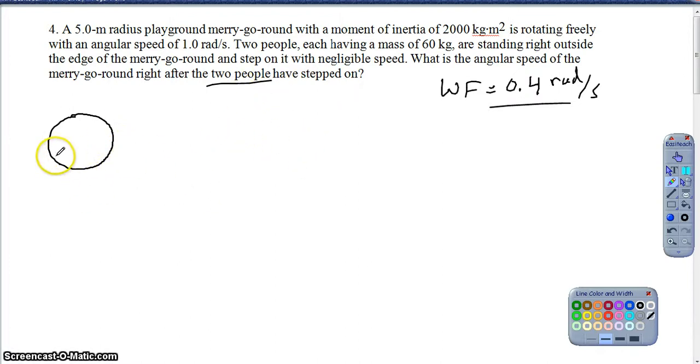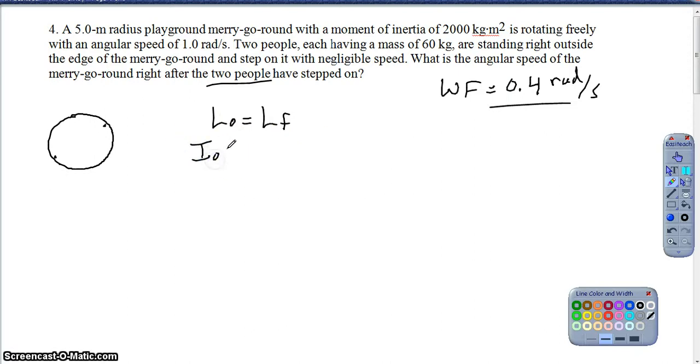So again, because they're stepping onto the edge here without any significant torque, there's not going to be any type of change in the angular momentum of the system. So once again, much like my first multiple choice question, the key is that angular momentum is conserved.